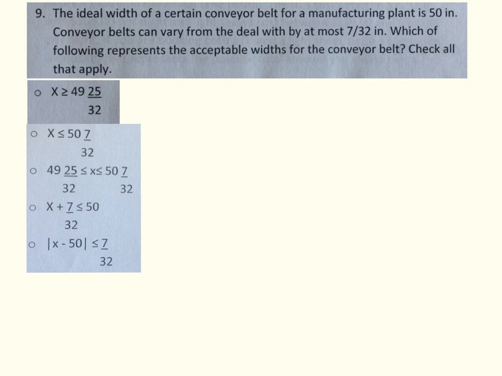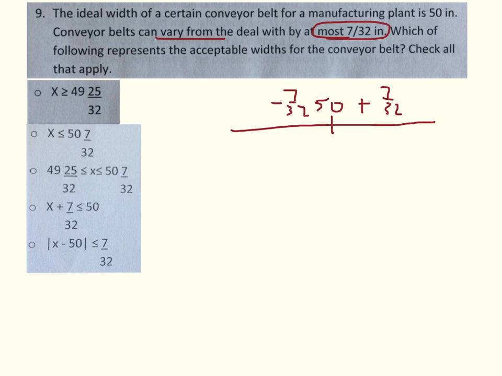Now, in some cases, it's best to draw a picture. Think about this. In the middle, the ideal width is 50. It says that conveyor belts can vary from the ideal by at most 7/32 inches. They don't tell you whether it's positive or negative. It just says it can vary. That means it could vary by going more than, and it can vary by going less than. So our job is to add and subtract 7 over 32 to and from 50 inches.